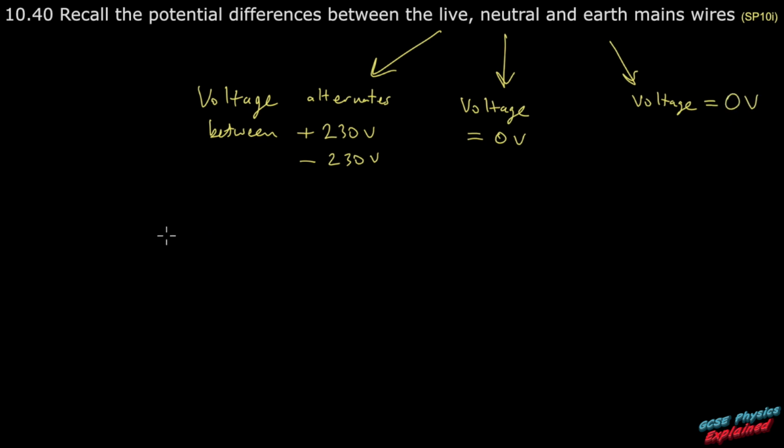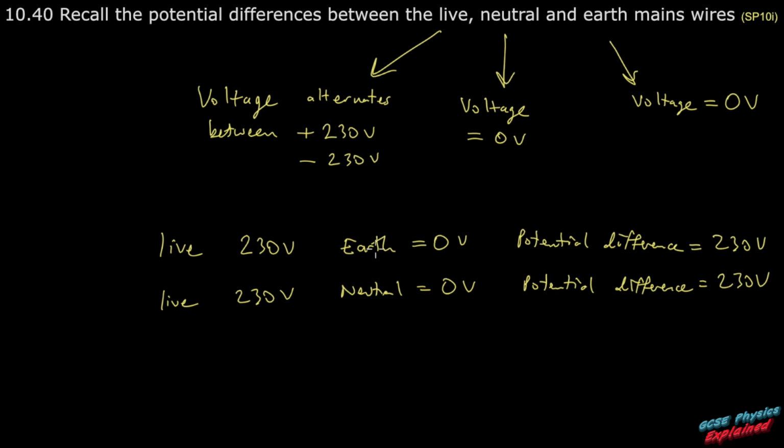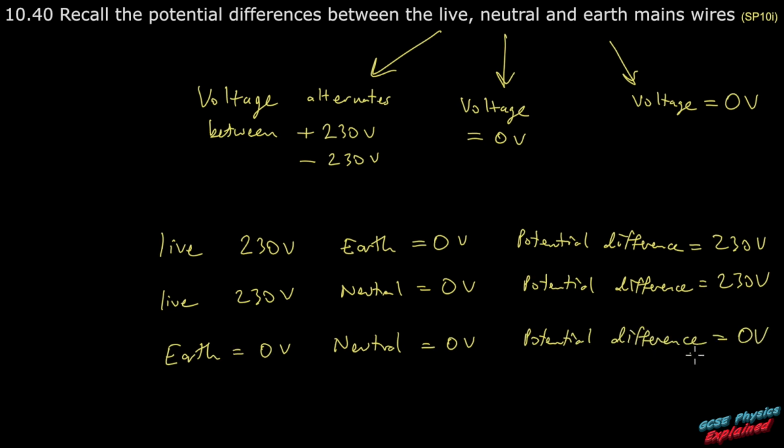So if you're comparing the live wire, which is 230 volts, with the earth, which is 0, the difference is 230. If you're comparing the live with the neutral, the difference once again is 230 volts. And if you're comparing the earth with the neutral, the difference is nothing. It's a long time since I've seen that question asked, but it's still on the spec, so it could come up.